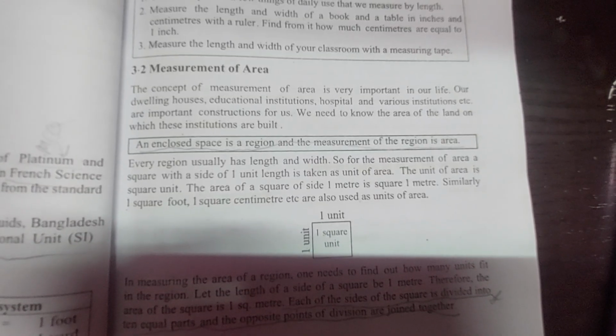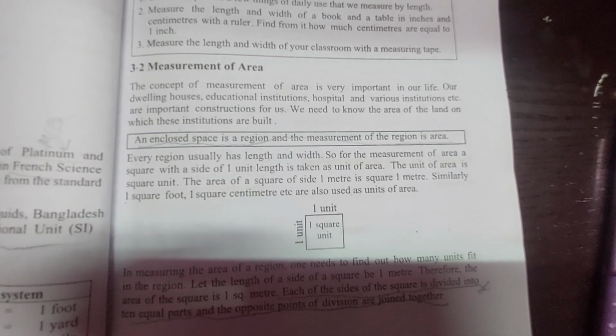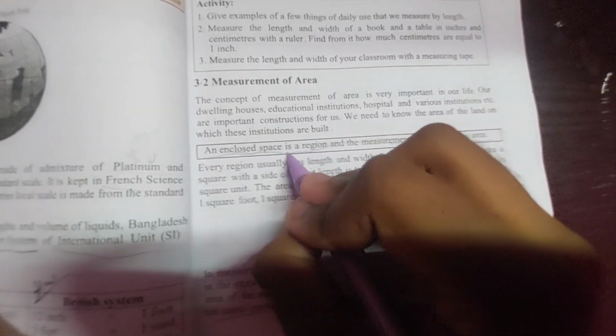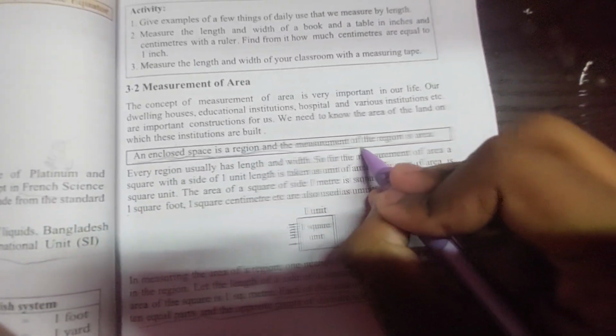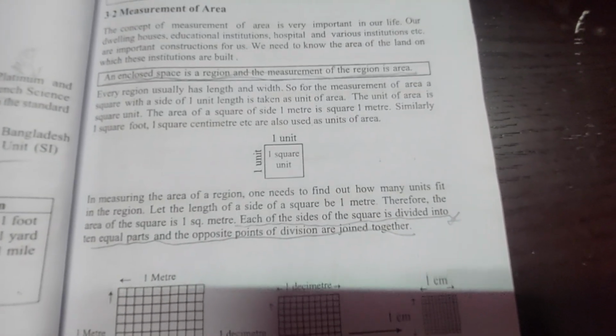An enclosed space is a region, and the measurement of the region is area. Every region usually has length and width. So that's very important. An enclosed space is a region, and the measurement of the region is area. Every region usually has length and width.